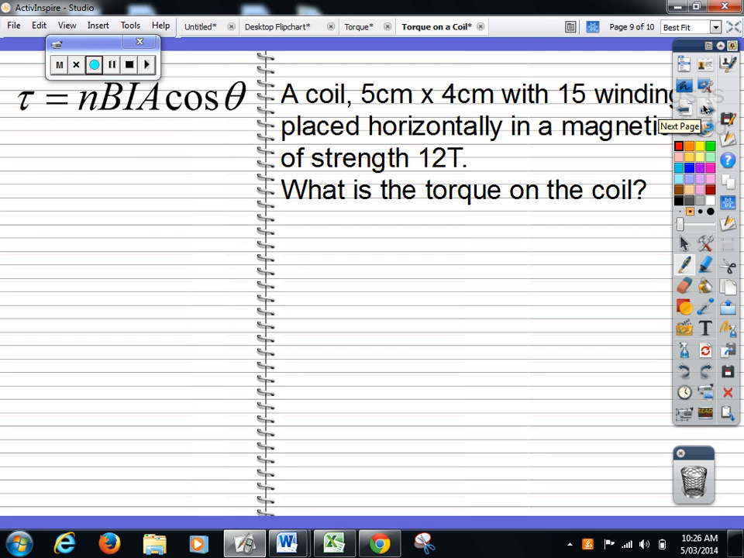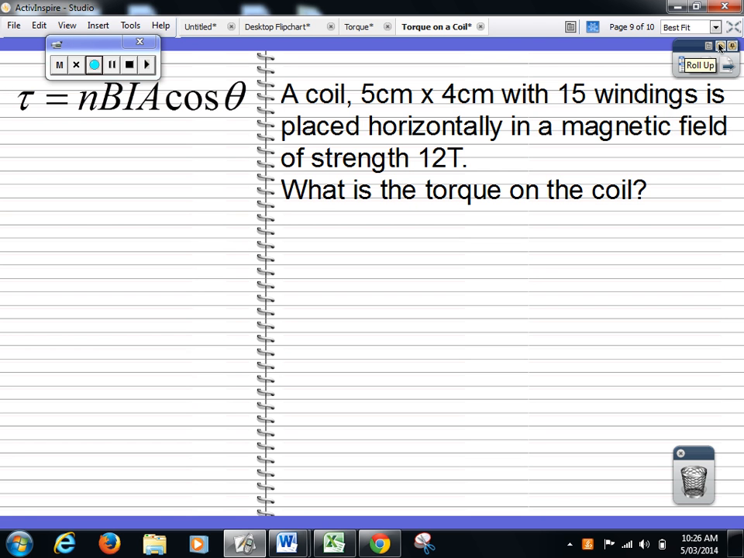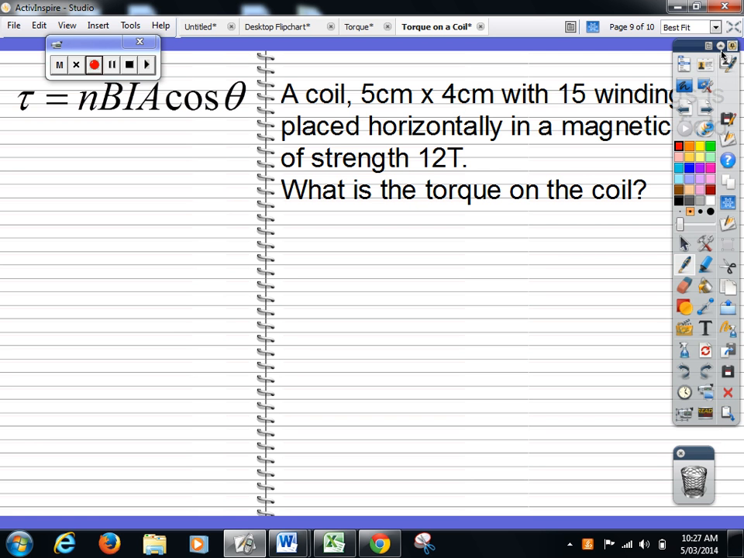So here is the problem. It's a coil which has an area of 5 by 4. It has 15 windings. Okay, 15 windings means there are 30 wires. Okay, so that's already doubling and then halving. Does that answer your question there? Okay. It's placed horizontally in a magnetic field with a strength of 12 Tesla.